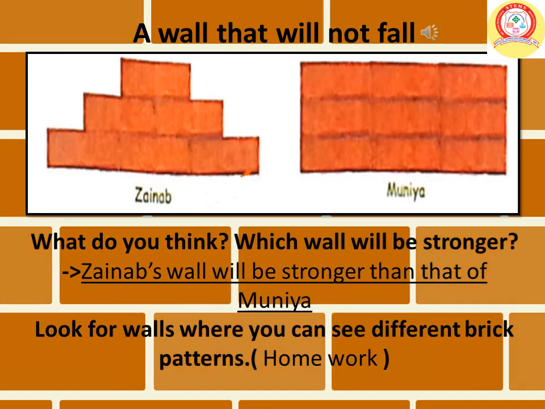Students, according to me, Zainab's wall will be stronger than that of Munia, as it is getting support from all the sides. If we see Munia's wall, it is just going straight, so it may fall at any time. So this will not be as strong as Zainab's.